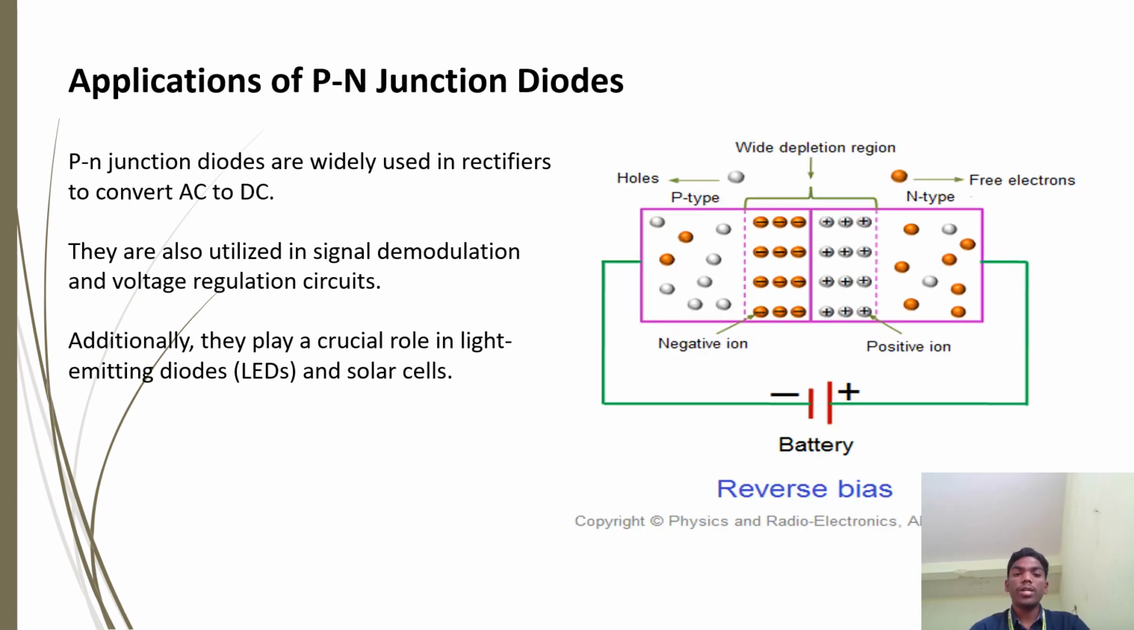Now we will see the applications of the PN junction diode. Due to the property of flowing current in only one direction, they are widely used in rectifiers to convert AC to DC, and they are also utilized in signal demodulation and voltage regulation circuits. Additionally, they play a crucial role in light emitting diodes and solar cells.